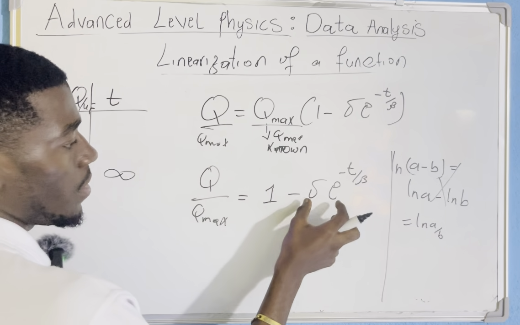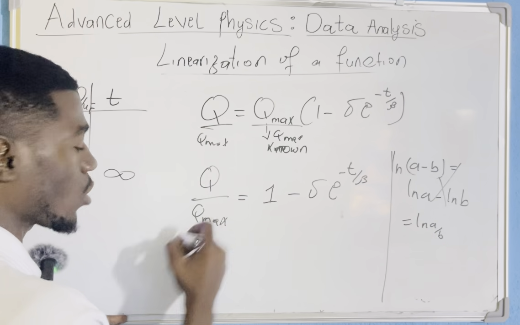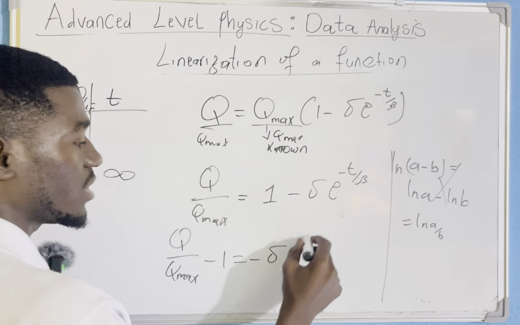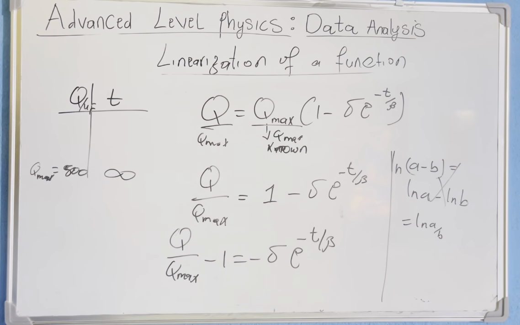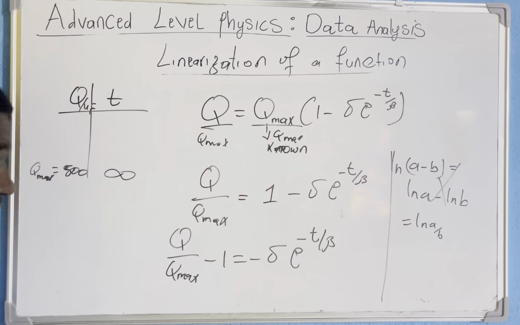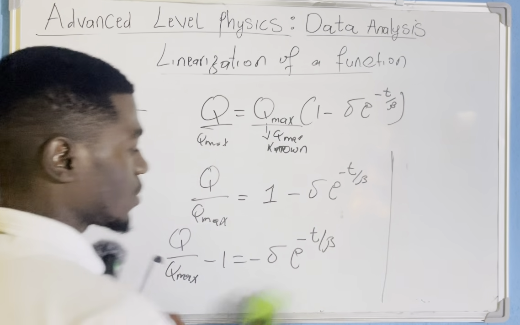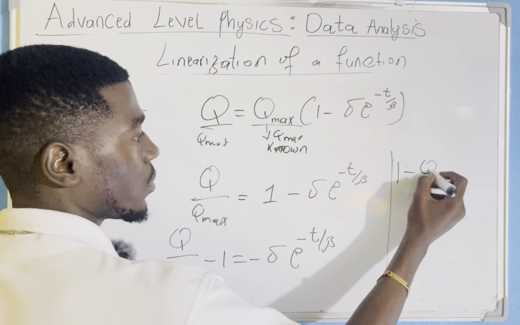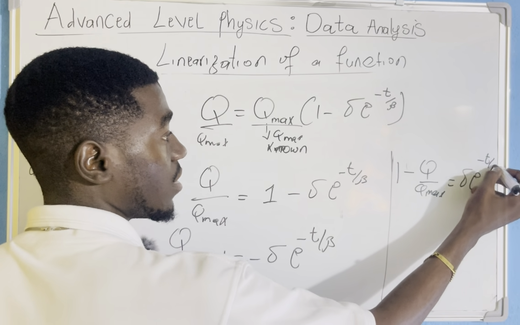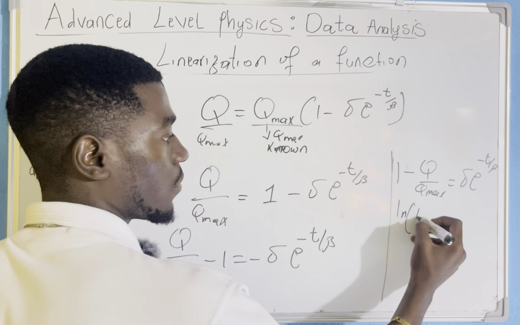So what am I supposed to do here? I should make sure I have a single term here. I should not have two terms before applying the ln. So this one should come here. I'll have Q max minus Q equals negative sigma exponential of negative T over beta. Now, to avoid errors, we are not taking ln of a negative number, so it's better to remove this negative before applying the ln. So I have Q max minus Q all over Q max equals sigma exponential of negative T all over beta. Then I can now easily apply the ln on both sides without fearing.